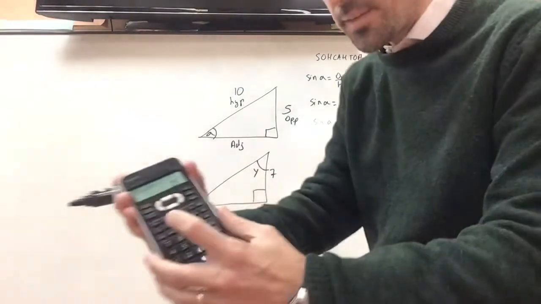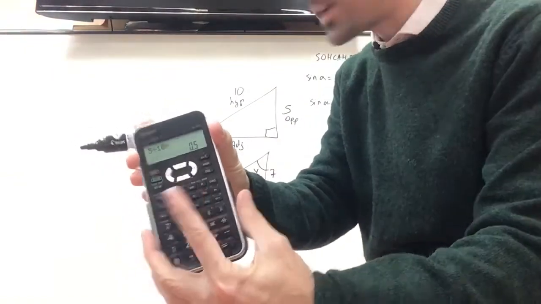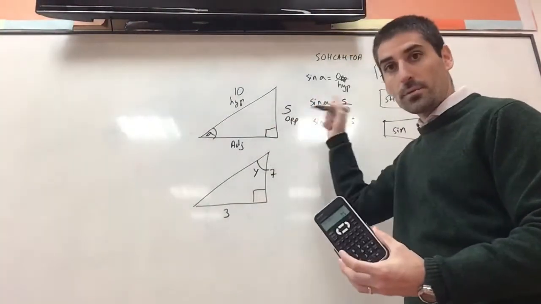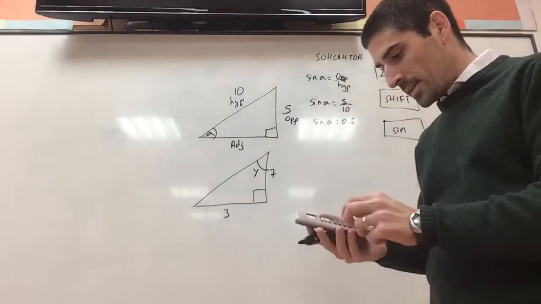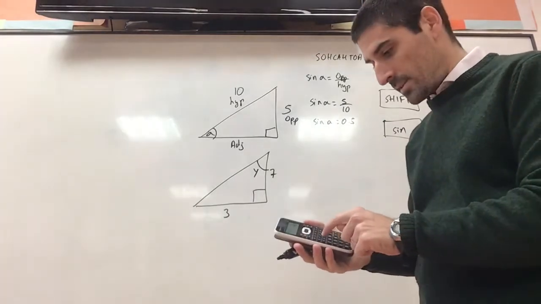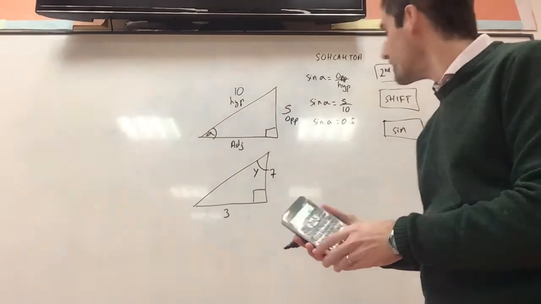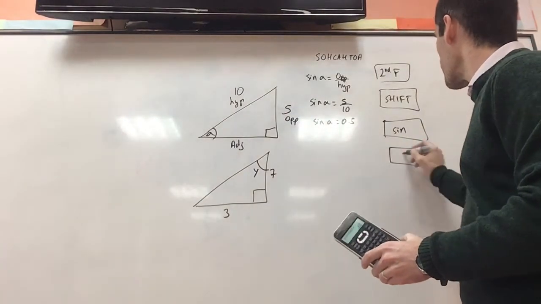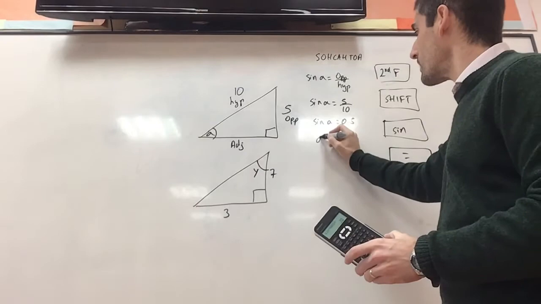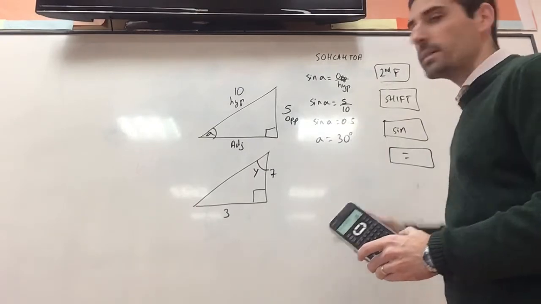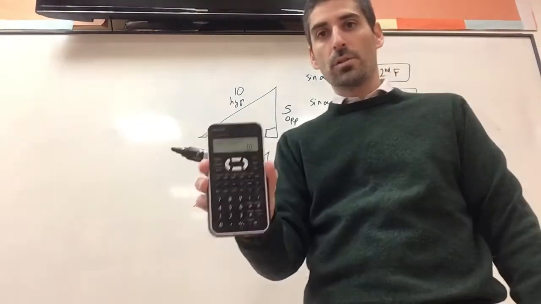So you can see at the top, it says sin cos tan. That's sin cos tan that we've talked about. So I will do second function, sine, and then press the equals button. And therefore I can write that A is 30 degrees. You should get 30 degrees on your screen.